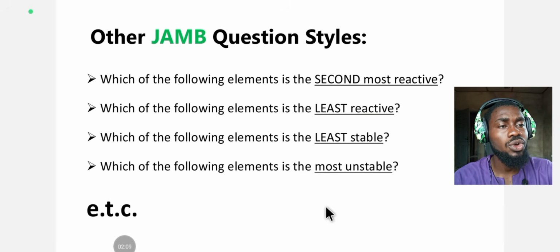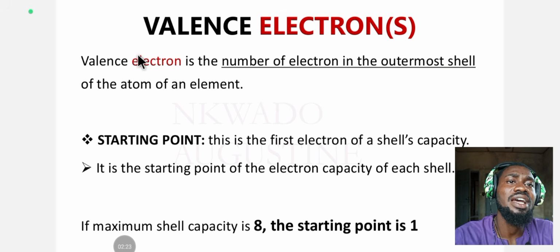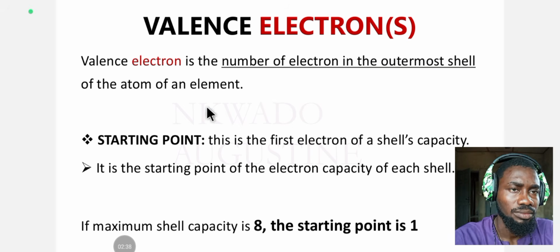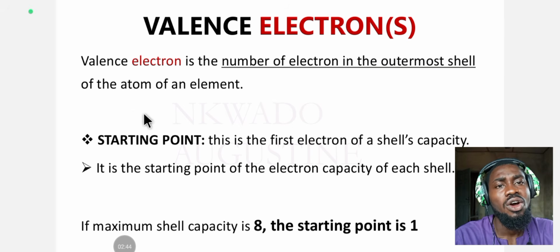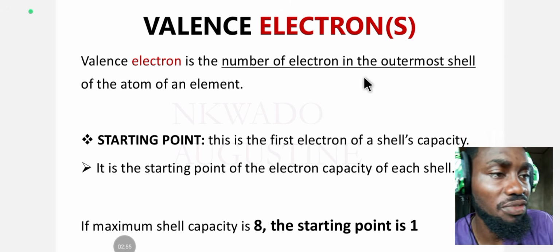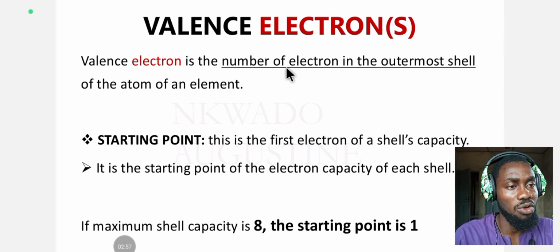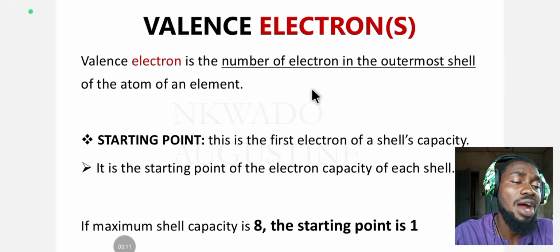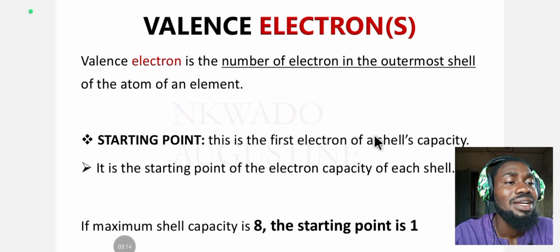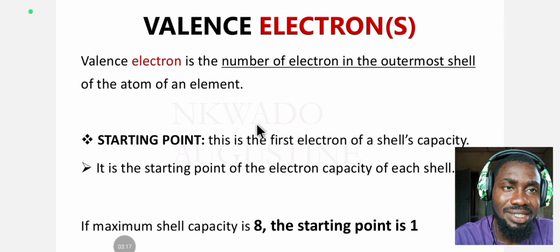So let's understand the concept of this question and how to answer it. Valence electrons. We have to know what a valence electron is. Valence electron is the number of electrons in the outermost shell of the atom of an element. How many electrons are found in the outermost shell of the atom of an element? That's the valence electron.